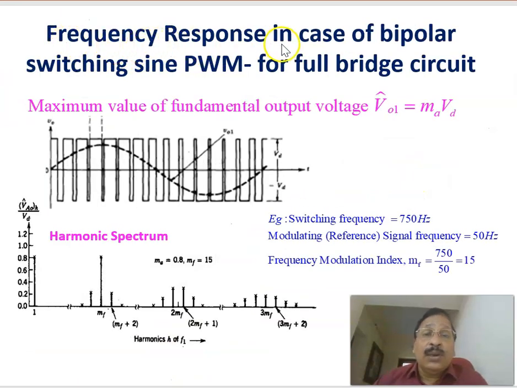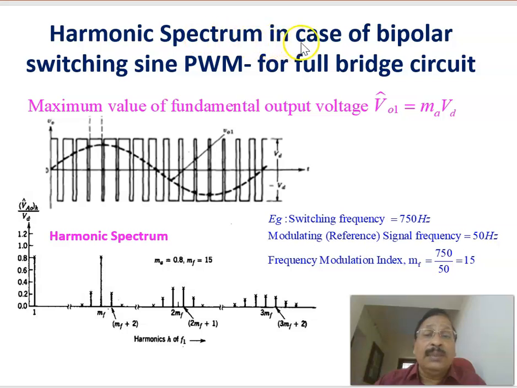Let us see the harmonic response, the harmonic spectrum as such, in the case of bipolar switching Sine PWM for a full bridge circuit. We have seen this is the output voltage of the inverter, either plus VD or minus VD, and we can see that the pulse width is changing. The pulse width is changing proportional to the magnitude of the sine wave. It is increasing and then reducing, and on the negative side increasing and again reducing. That is why it is called pulse width modulation, and since the width is proportional to the magnitude of the sine, it is Sine PWM.